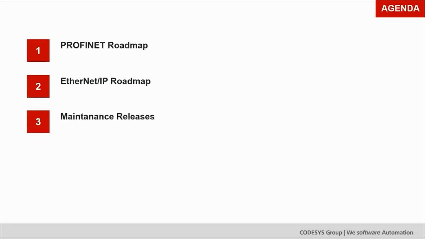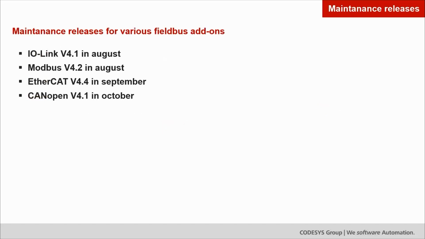Furthermore, we did a number of maintenance releases of Fieldbuses this year. So here's just a quick list to give you an idea. We released IO-Link and also Modbus in August, which mainly contain just bug fixes. We also did a release of EtherCAT last month, and we will release a new maintenance version of CANopen in October of this year.